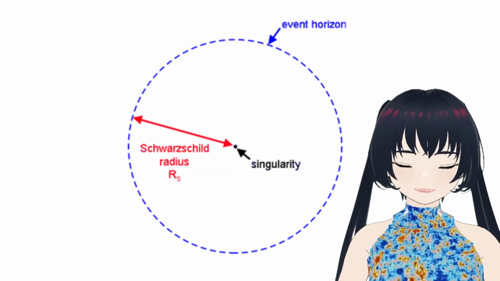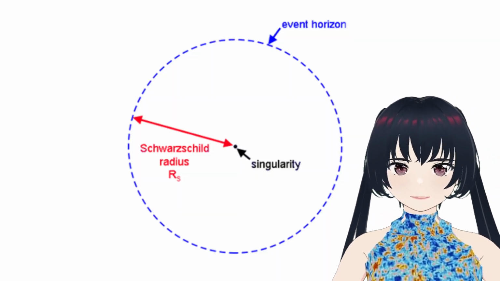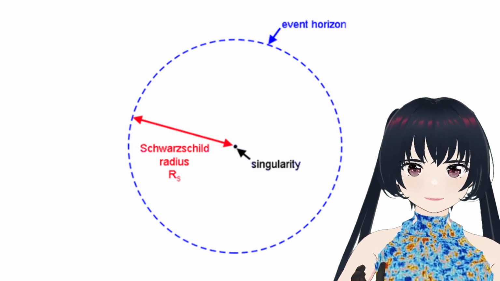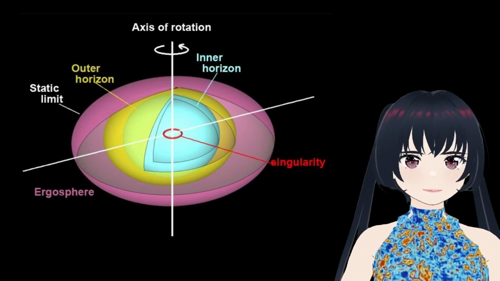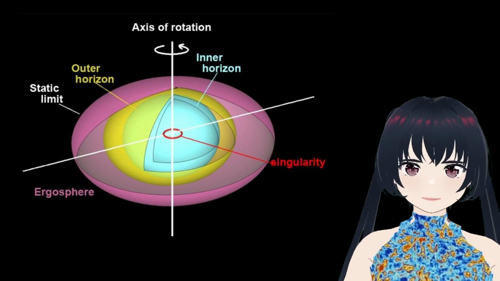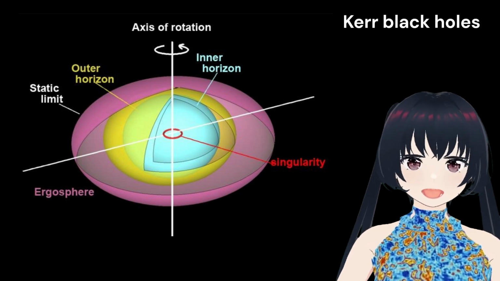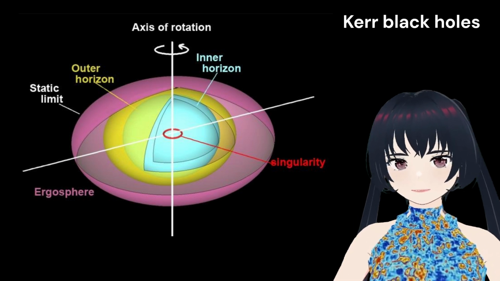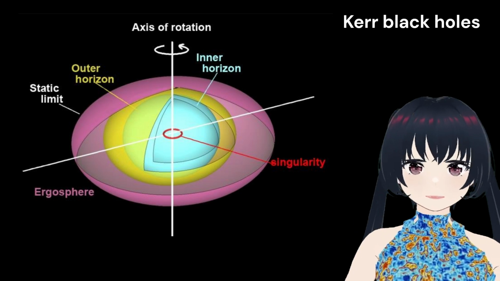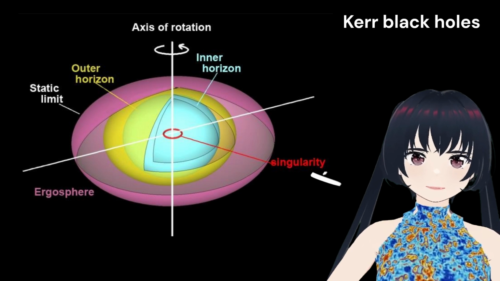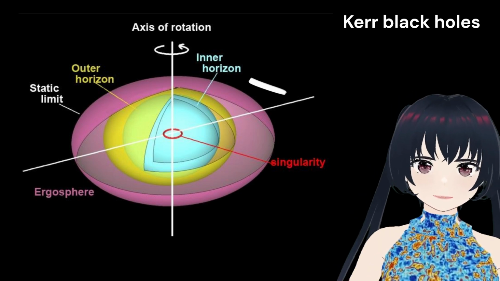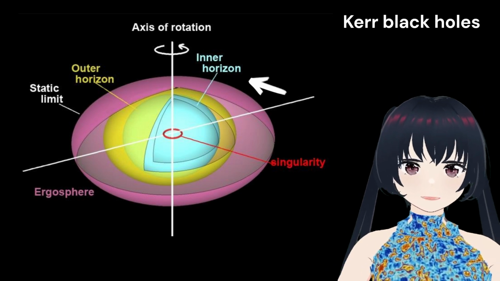In our previous example, we looked at a non-rotating black hole, but a more realistic model would be to look at rotating black holes, which is the case for most black holes in the universe. These are called Kerr black holes. Now, this rotation introduces new features that define this type of black hole, including a ring-shaped singularity, an inner and outer event horizon, and an ergosphere.